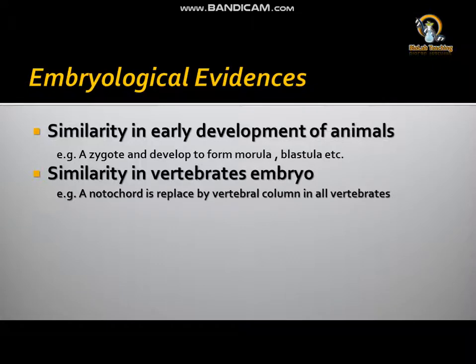The second evidence is the similarity in vertebrate embryos. For example, the notochord is replaced by the vertebral column in all vertebrates. The embryos of fishes, amphibians, reptiles, and mammals closely resemble each other in early stages. They show similar heads with rudiments of eyes and ears, and possess branchial clefts, a notochord, and embryonic tails. The notochord is replaced by the vertebral column in all vertebrates, which means they evolved from the same ancestors.